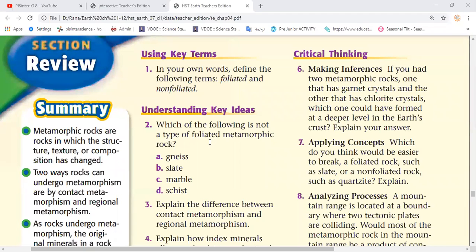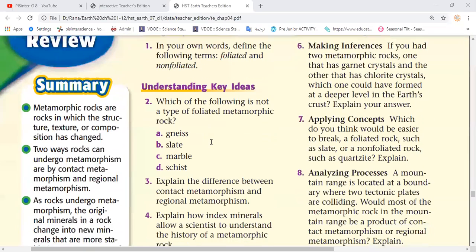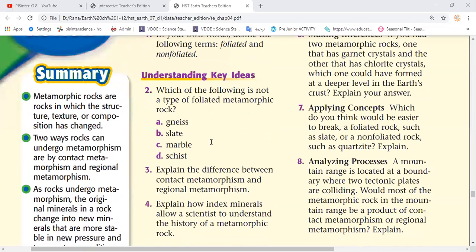Good, thank you. Then question number 3. If one of you guys doesn't understand one of these questions, please stop me and ask. Don't let it pass. So question 3: explain the difference between contact metamorphism and regional metamorphism. So who can answer this question? Yes, Nano.